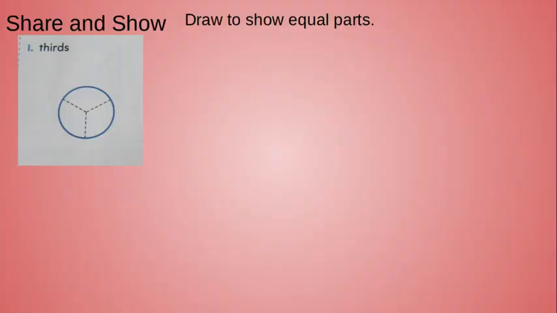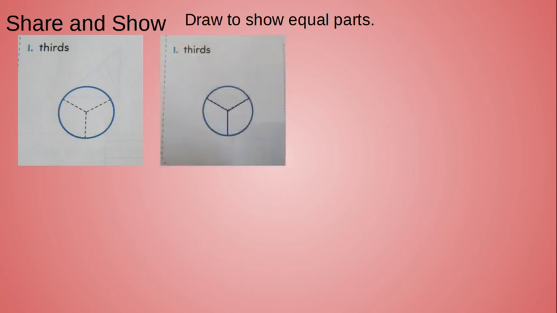Let's take a look at the share and show section. Our directions say to draw to show equal parts. Number 1 wants us to show thirds. They've done this example for us, so we can just trace the lines to show 3 equal parts or thirds. Thirds can be a little bit tricky to draw.